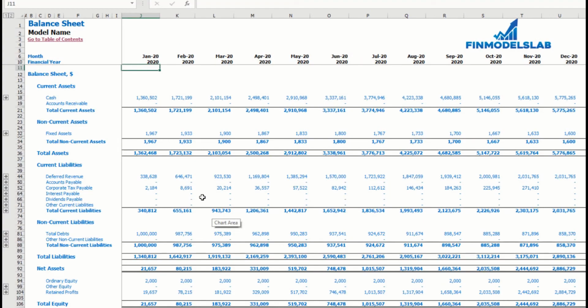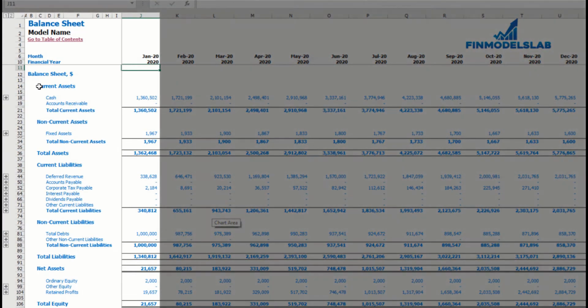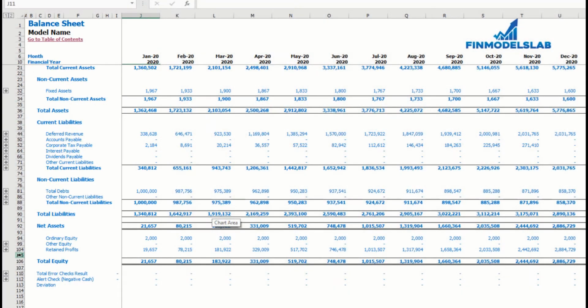On the balance sheet, you may see the breakdown of your balance sheet by current assets, which is cash and accounts receivable, non-current assets, which is fixed assets, current liabilities, non-current liabilities, and your equity.